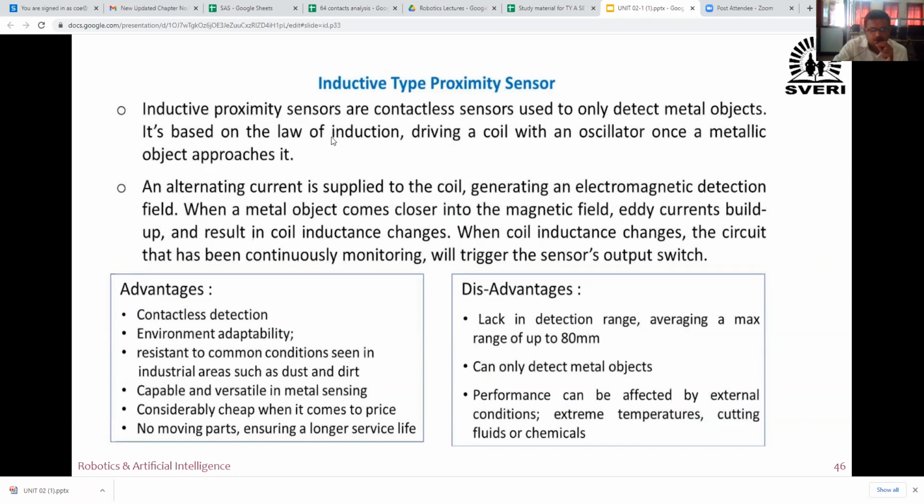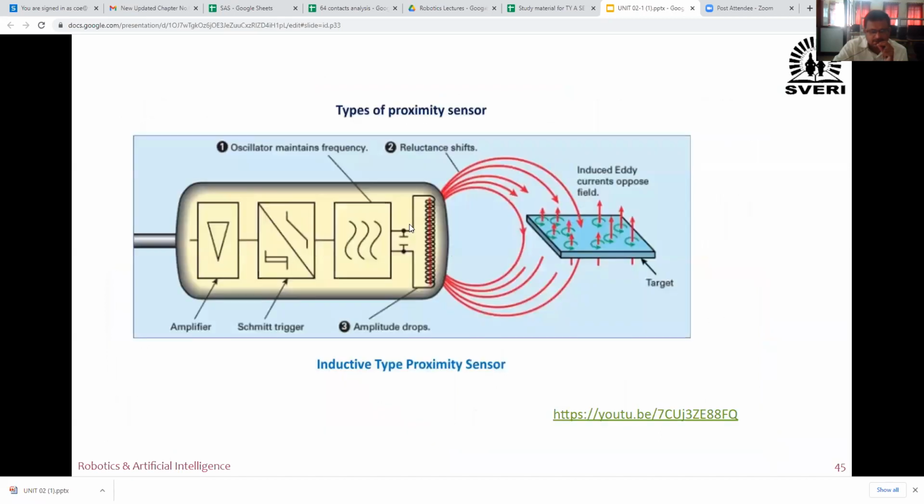It's based on the law of induction, driving a coil with an oscillator once a metallic object approaches it. An alternating current is supplied to the coil, generating an electromagnetic detection field. See that here. An alternating current here is supplied to the coil, which will generate electromagnetic induction or magnetic flux.